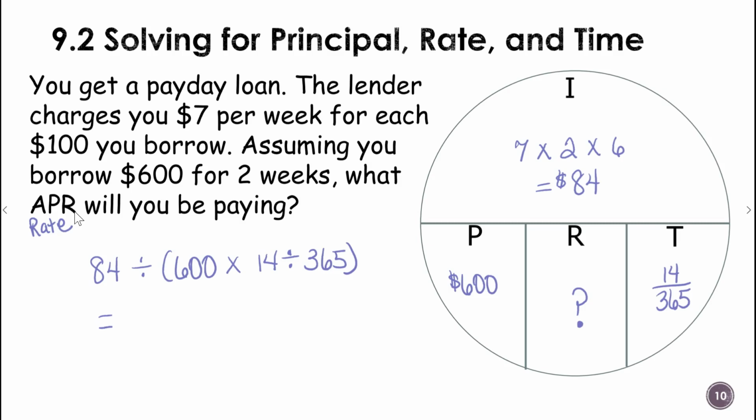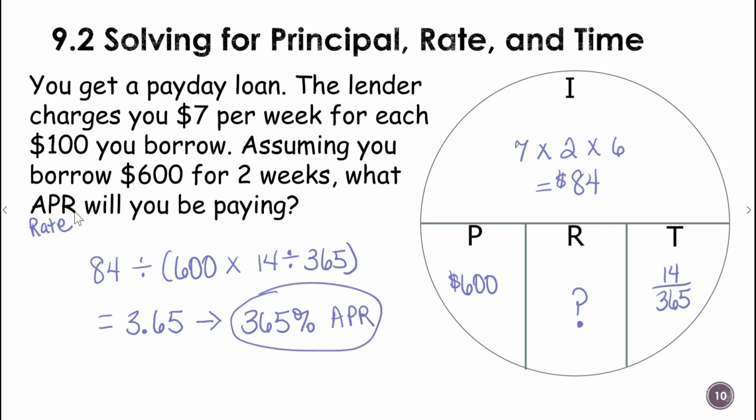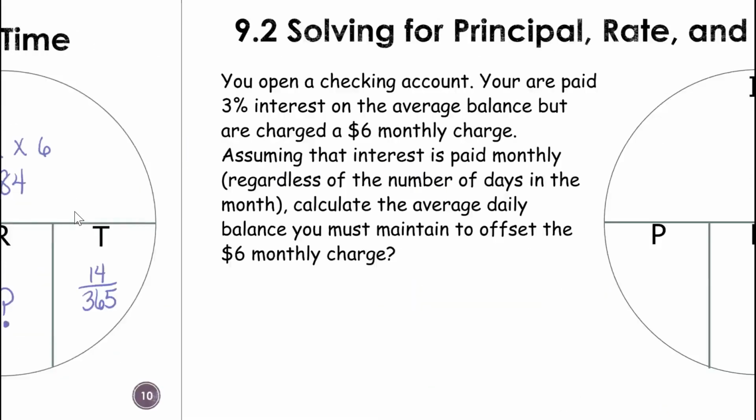When we get this decimal number, you might be a little bit confused when you see it. That is the decimal value, and the percent is going to be 365%. And that is our rate, that's our APR, which is a little scary, isn't it? That's very, very high. But it's a payday loan, don't forget that.